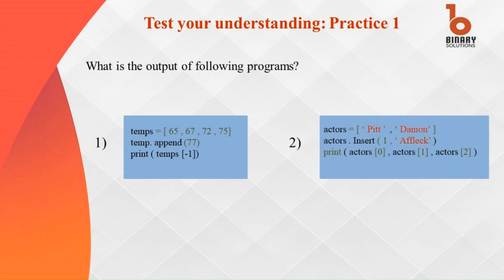Here's another challenge for you. Take a look at this code. You have a list of actors and you want to insert a new one into the middle. What will the list look like after the insertion? What do you think the output will be? Give it a try and see if you can predict the order.